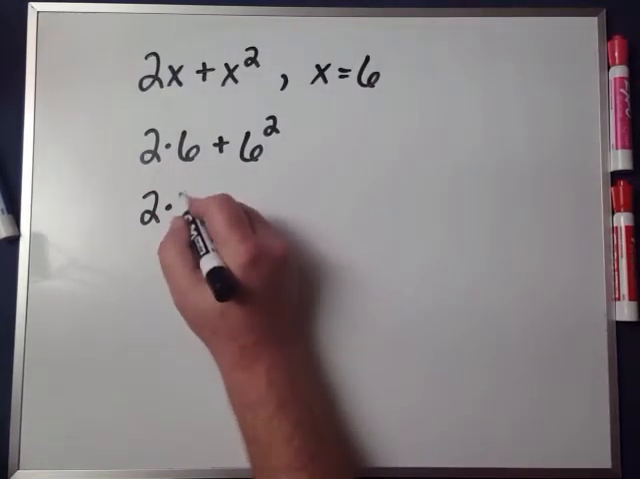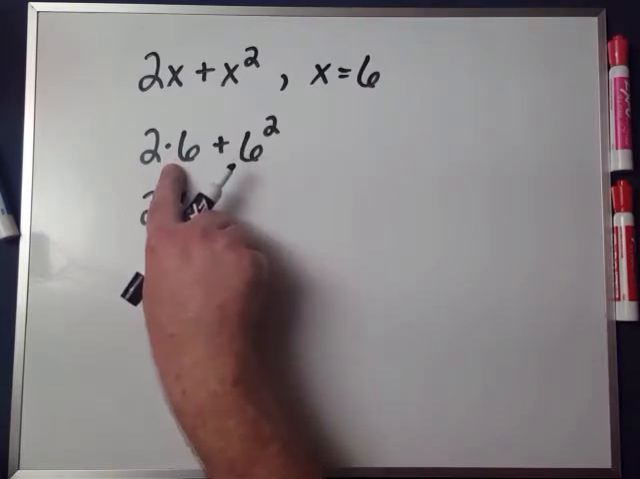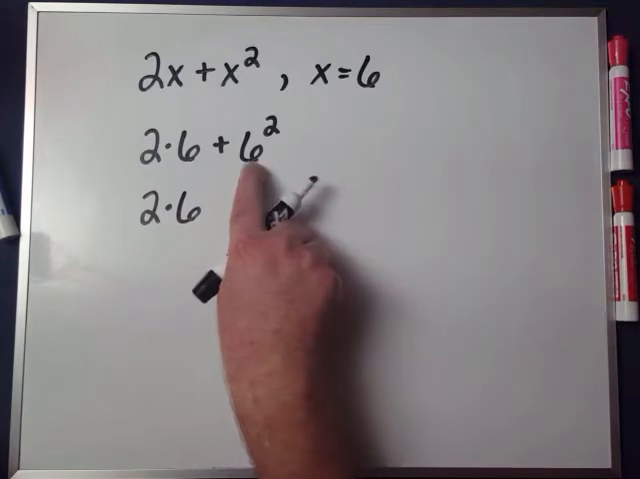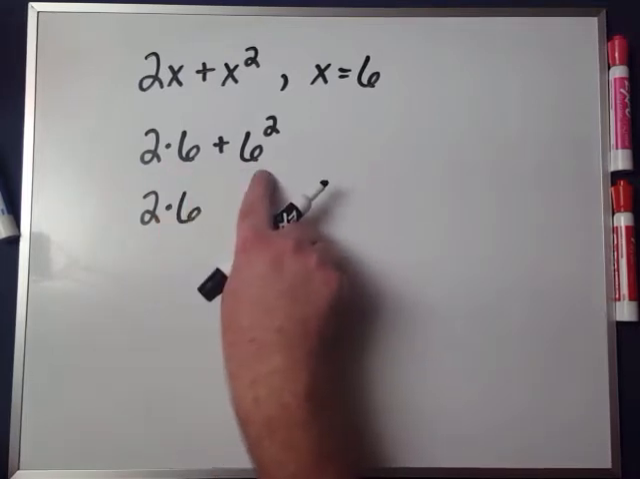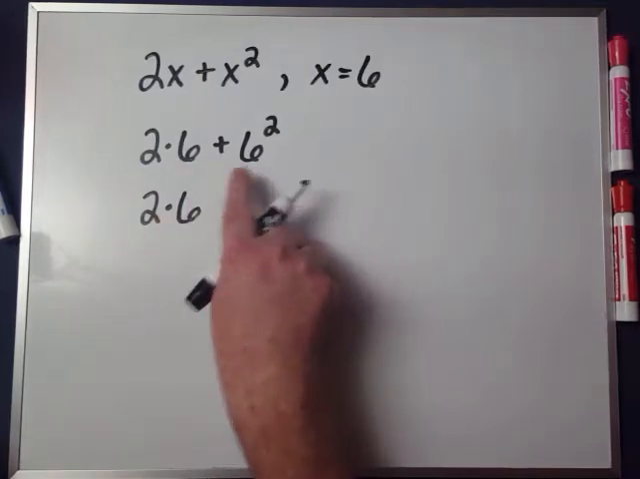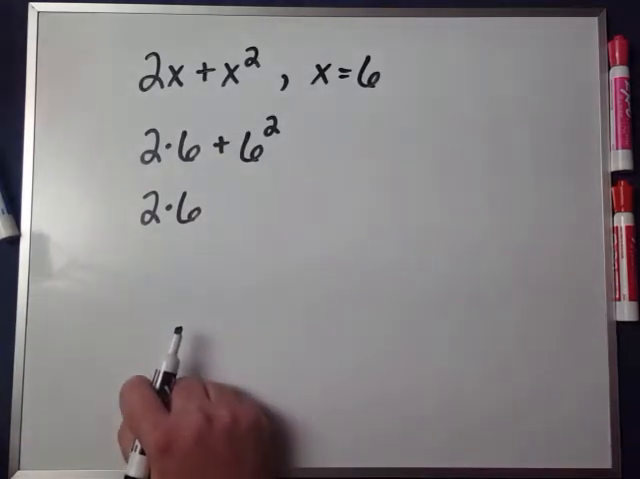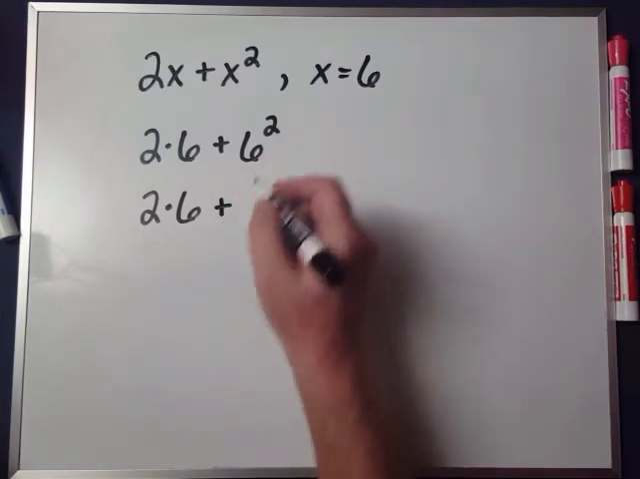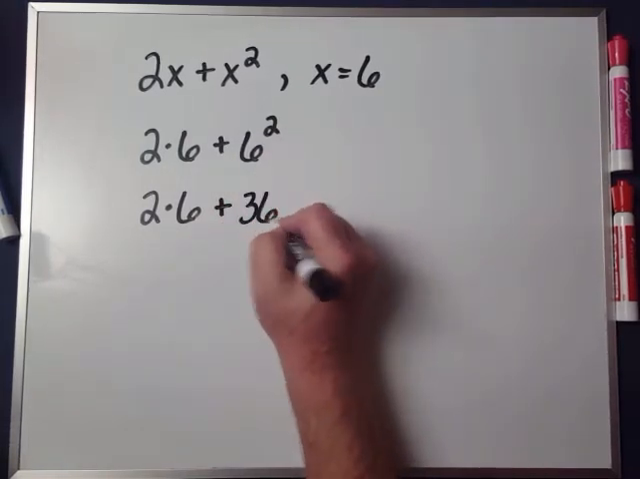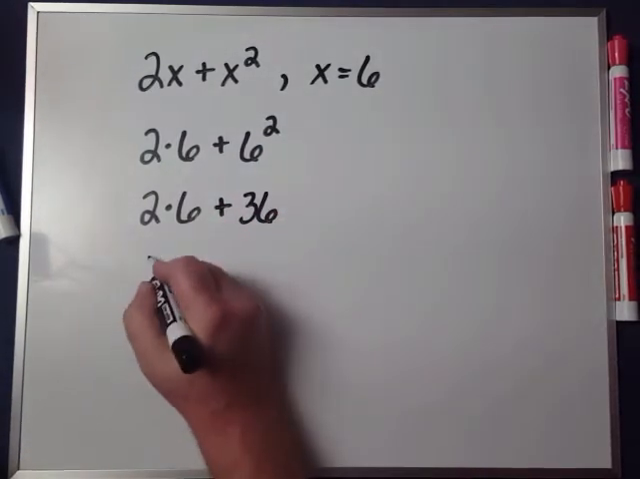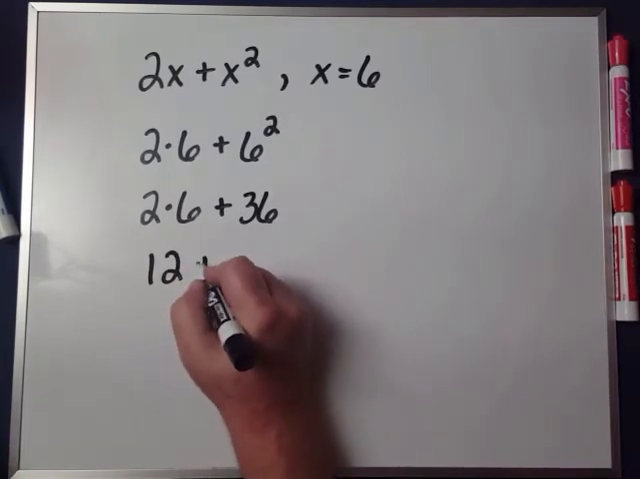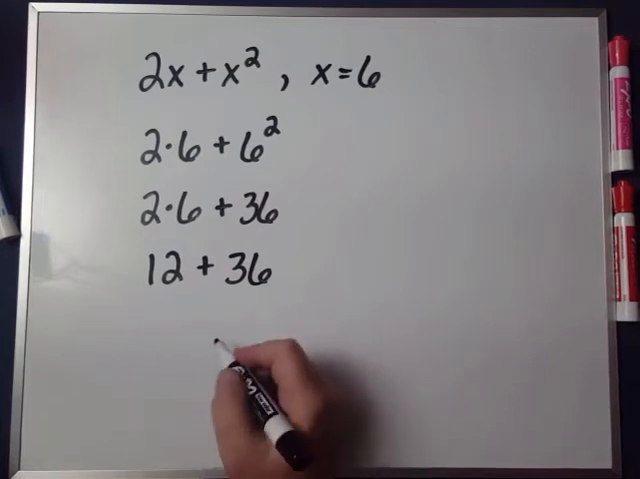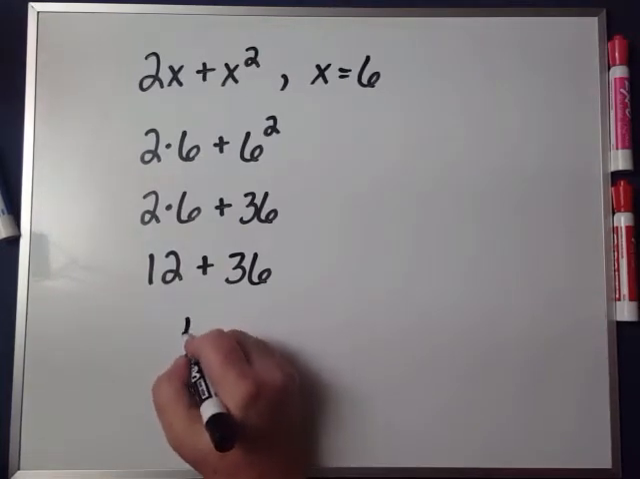Now honestly, because the multiplication is the very next thing, and these are independent of each other, that is, one is not waiting on the answer from the other to keep going, we could do the multiplication in this same first step. I'm going to take it a piece at a time right now. 6 squared, 6 times 6 is 36. Next we'll tackle that multiplication. 2 times 6 is 12. And finally, the addition is the only thing left to do. We have a total of 48.